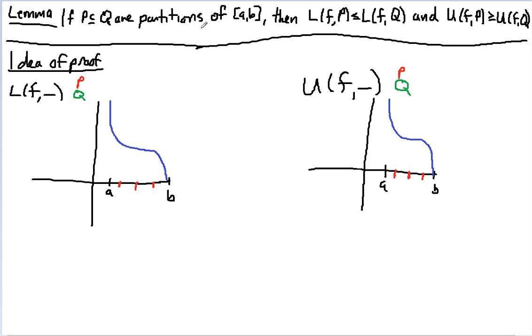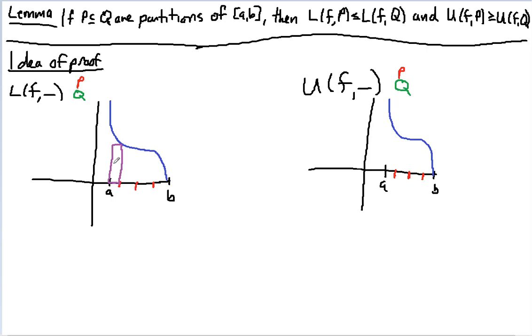I'm going to start with a partition. Here I have a function. I'll do the same for L and U. And I have a partition in red here. Now here's the basic idea of how to figure out the LF. So I look at this interval right here. I look at these red lines, P, partition it, and I'm just going to pick the smallest point of the function on the interval.